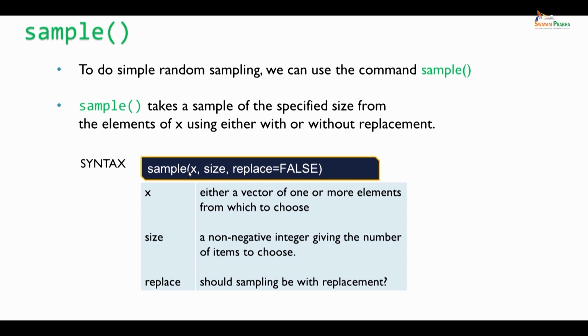Here is the function sample, and x is a vector from which we are going to choose our sample. Size is a non-negative integer which indicates the number of samples drawn from the population. Replace equal to FALSE by default indicates whether the sampling should be done without replacement or with replacement. By default, replace equals FALSE means we are doing the sampling without any replacements. So, this is an overview of the sample function. Let us see how to do that in R.